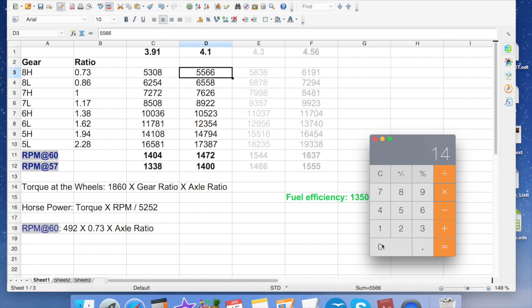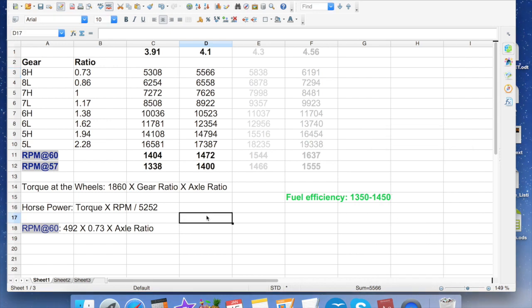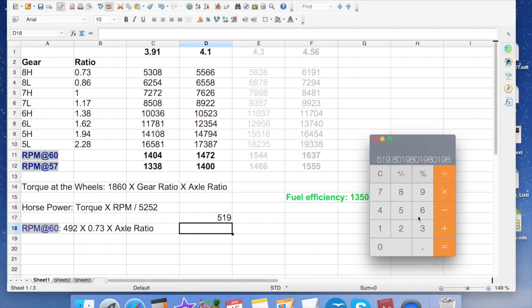So 1950 times 1400 RPM divided by 5252. That's 519 horsepower, which doesn't make sense because my engine is limited to 505, right? But here, once again, 1860 torque, that's our horsepower with the gained torque and 4.10, right?